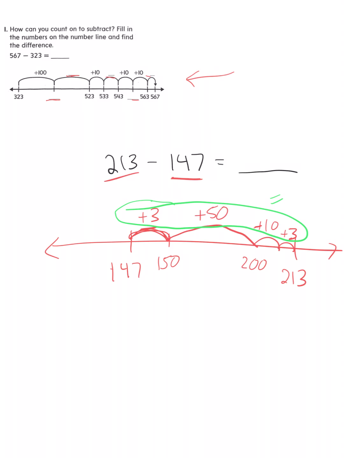So 50 plus 10 is 60. 60 plus 6 gets me to 66. So that's going to be the difference between those two numbers. So now stay with me if you want to have your mind blown for a second.